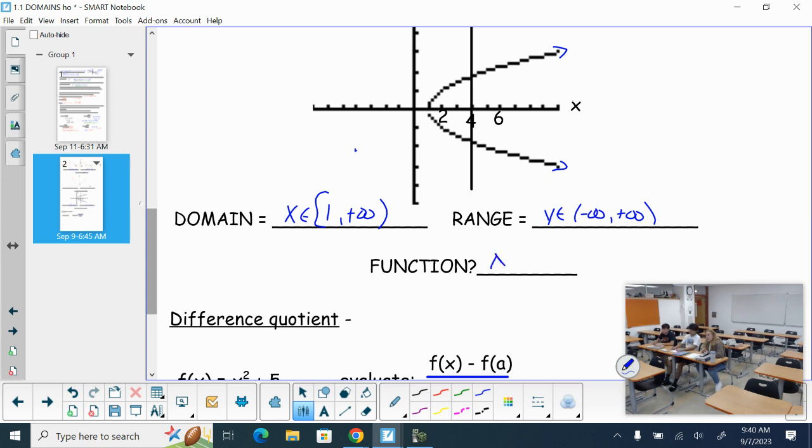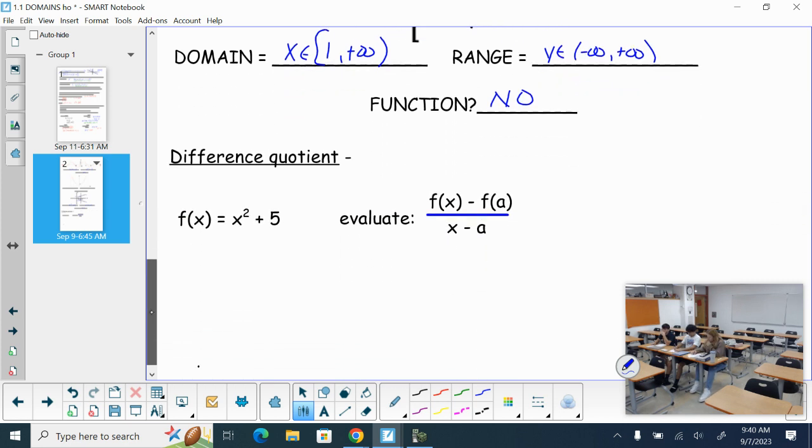No. Because once again, we have a vertical line test. I have one specific x value, which is a value of 4, that goes to two different y values. We have y1 and y2. So we have one x value that goes to two y values, so it's not a function.